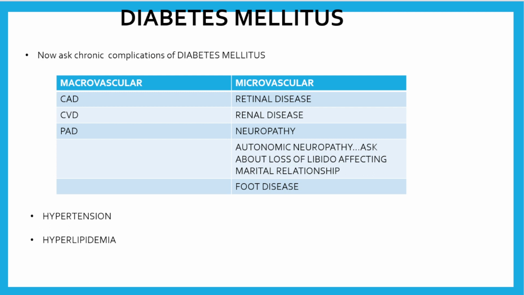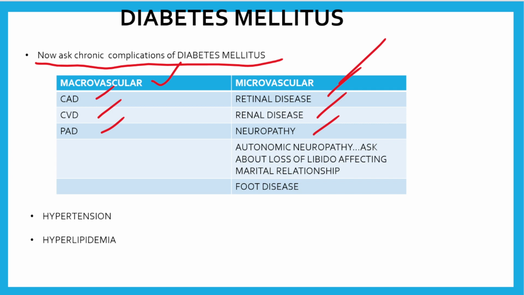Then we will ask about the chronic complications of diabetes, which are divided into macrovascular and microvascular. Macrovascular include coronary artery disease, cerebrovascular disease, peripheral artery disease. Microvascular include retinal disease, renal disease, and neuropathies, especially in the lower limbs, in the glove and stocking distribution.